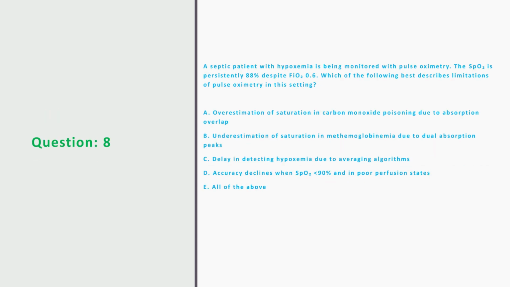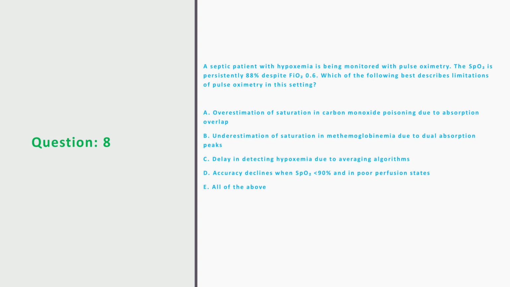Question 8. A septic patient with hypoxemia is being monitored with pulse oximetry. The SpO2 is persistently 88% despite FiO2 0.6. Which of the following best describes limitations of pulse oximetry in this setting?